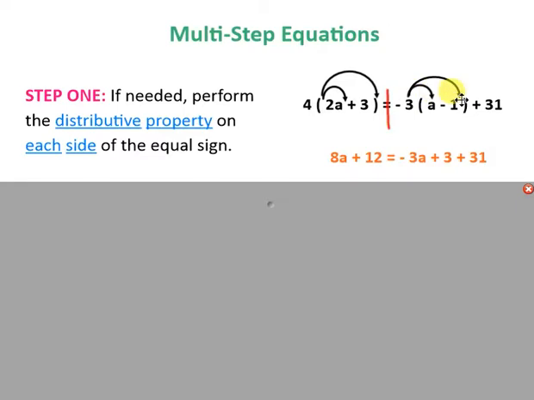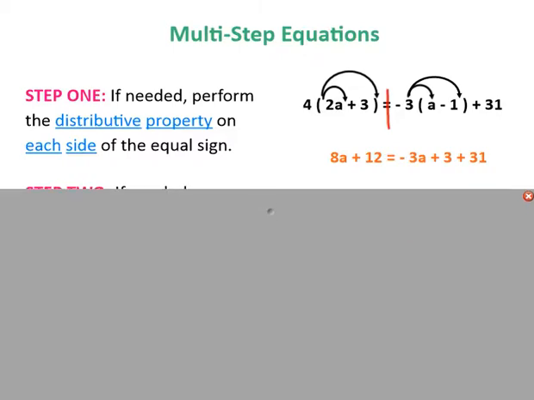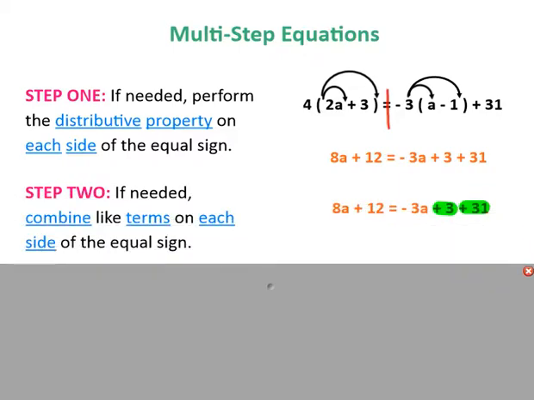Okay, on the other side, we also need to perform the distributive property. Negative 3 times a is negative 3a, and negative 3 times negative 1 is positive 3. And then you bring down the positive 31. So far, all we've done is really just simplify the distributive property and rewrite the problem. Okay? So step two, if needed.